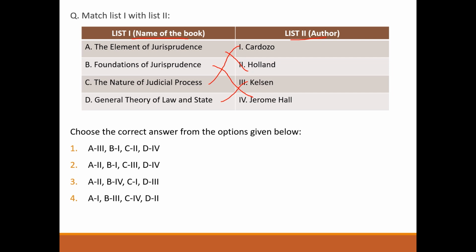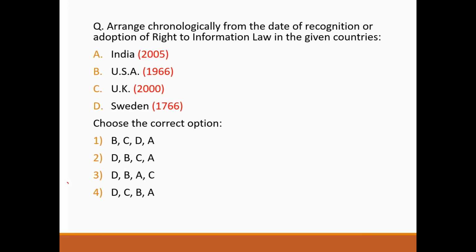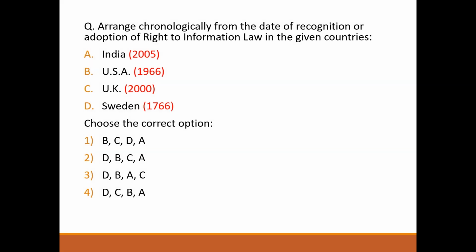Next question. Arrange chronologically from date of recognition or adoption of right to information law in the given countries. India 2005, USA 1966, UK 2000 and Sweden 1766. So answer will be option number 2. USA and UK में इसको बोला जाता है Freedom of Information और Sweden के अंदर बोला जाता है Access to Information Law.